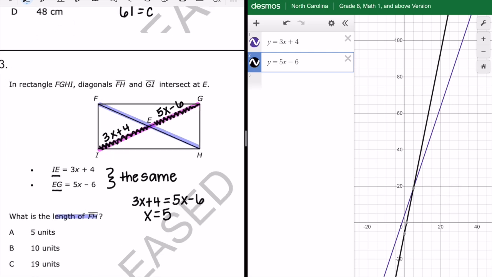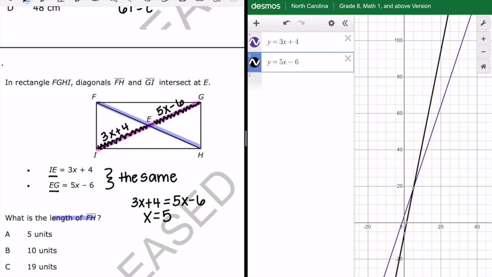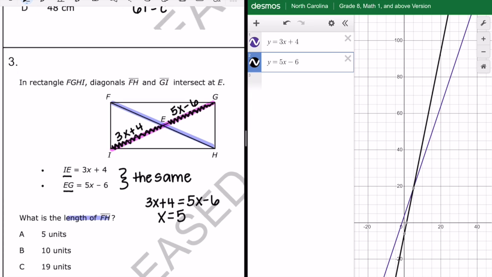Now that we know that x equals 5, I can find the length of each piece. So 3 times 5 is 15 plus 4, that's 19. The other one should be the same, E to G. So 5 times 5 is 25 minus 6 is also 19. So they are the same in length. So this is 19, this is 19. That means the whole thing added together is 38. So if the whole thing is 38, that means the other diagonal also has to be 38 because it is a rectangle.